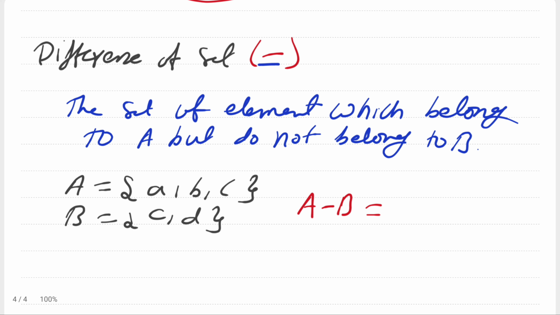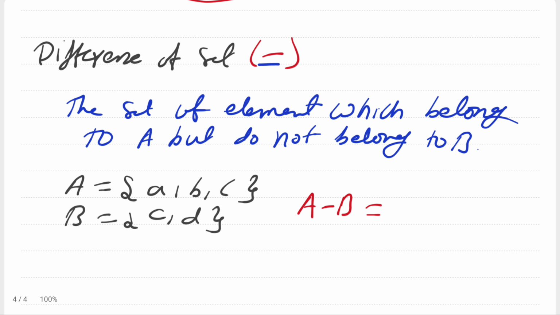So in this one it means that we have to write only those elements which do not belong to B. Here A does not belong to B. B does not belong. C belongs, yes, C belongs. So which elements do not belong to B? C belongs, but A and B do not belong here.